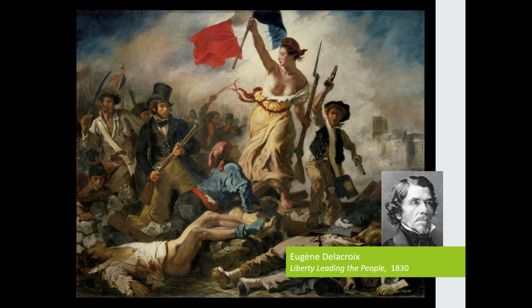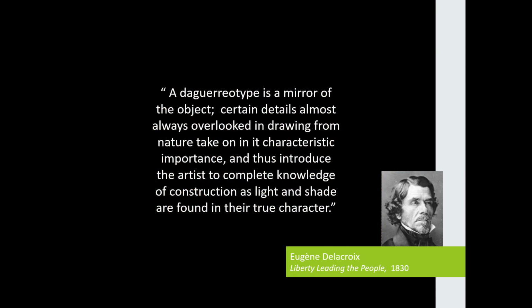One thing to note is that technology becomes an aid, even for artists. So artists here were worried. However, Eugene Delacroix, this artist, said this about photography: a daguerreotype, which is a type of photography, as hopefully you remember, is the mirror of the object. Certain details almost always overlooked in drawing from nature take on their characteristic importance, and thus introduce the artist to complete knowledge of construction, as light and shade are found in the true character.